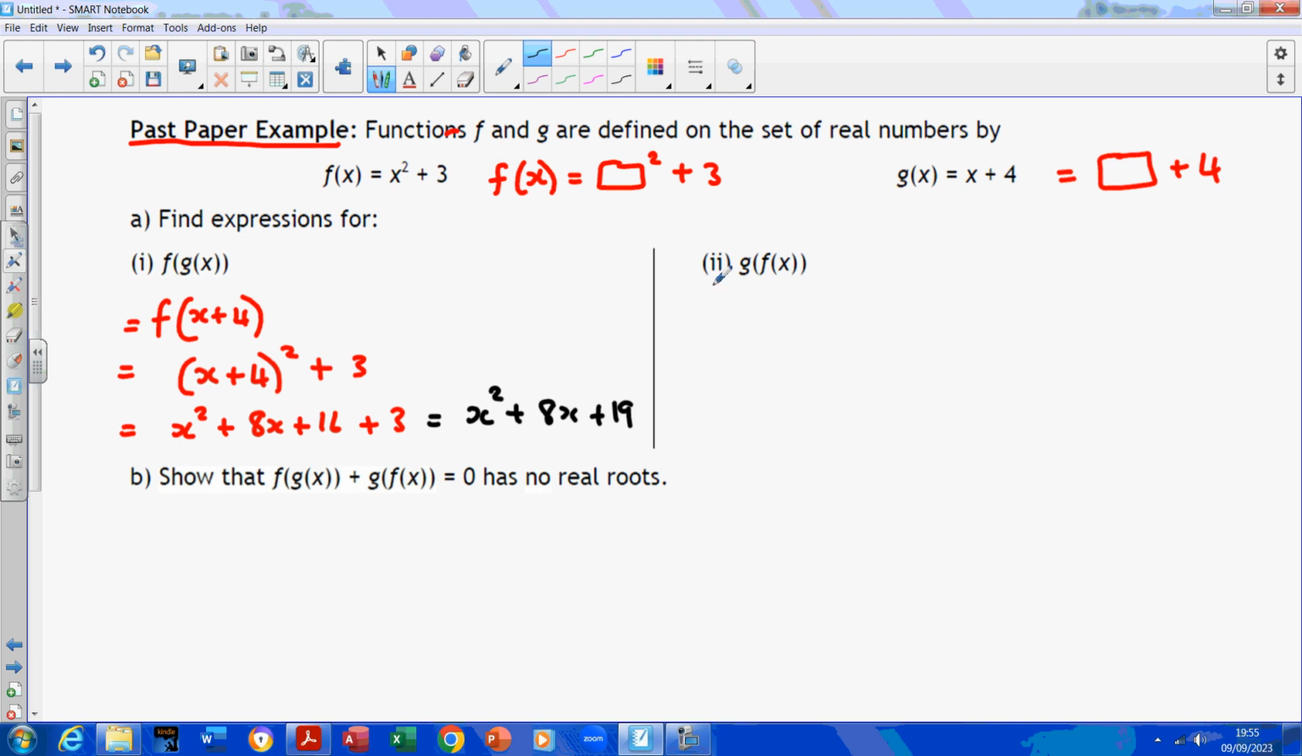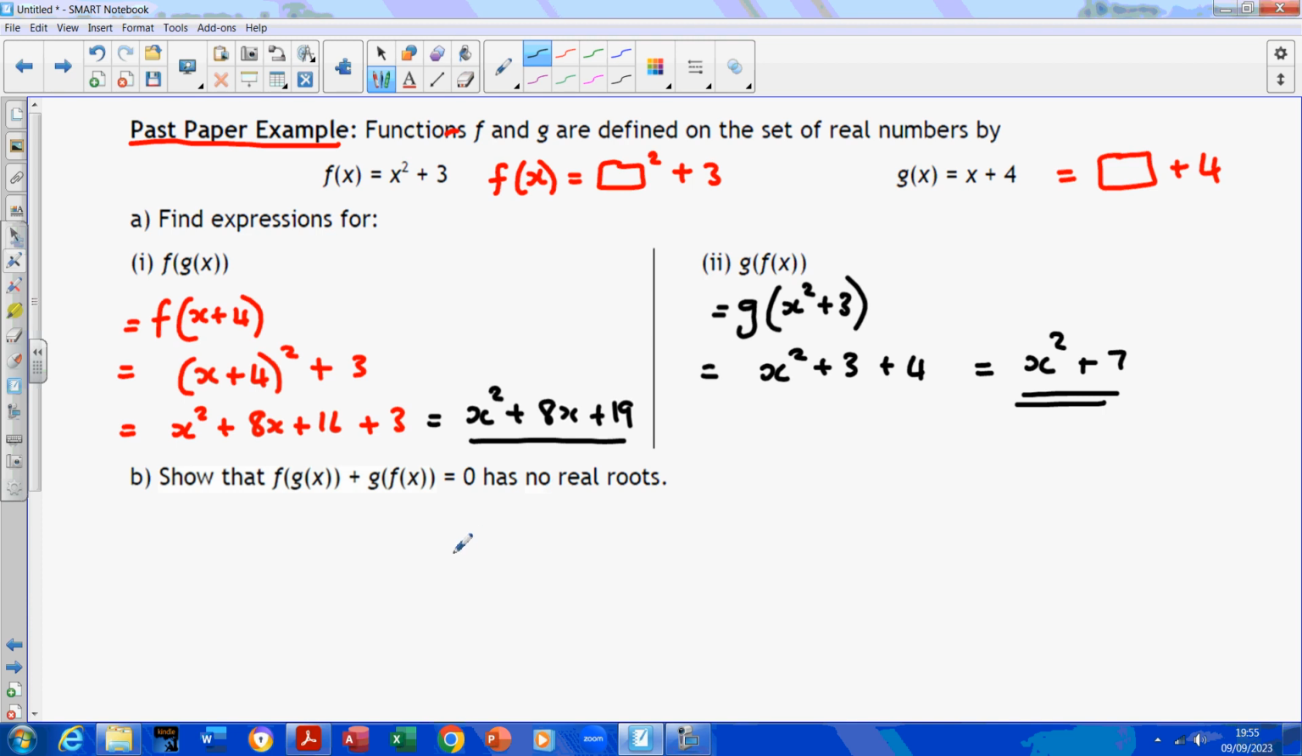Now we have to do it the other way around. We want to find g of f(x), so we write down g, we substitute the formula for f(x) in the bracket, and f(x) is x squared plus 3. What does function g do to the thing in the bracket? It writes it down and adds on 4. So that becomes x squared plus 7. And that's your two composite functions done.